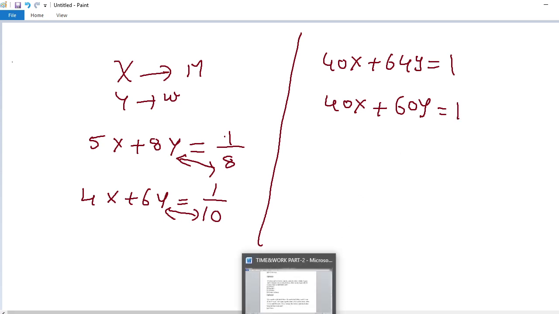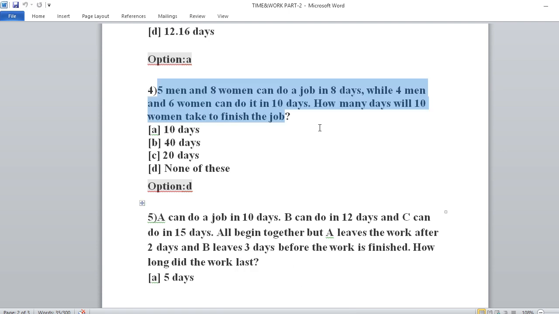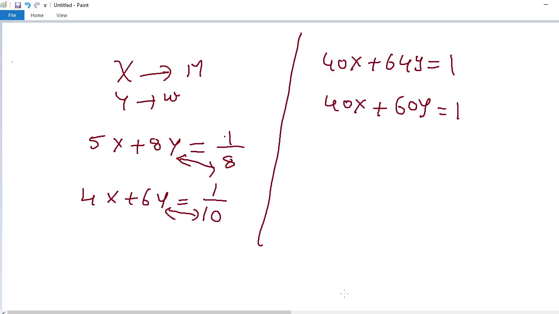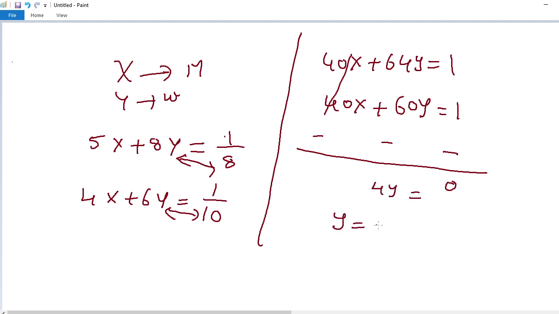So just observe the question. How many days will 10 women take to finish the job? So by solving these two equations, this is minus, this is minus, this is minus. Simply this is 0 and 40x cancel. We'll get 4y is equal to 0. So y is equal to 0. What is y? One woman's 1 day work.